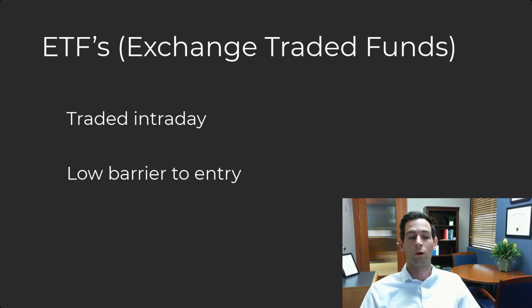ETFs also have a lower barrier to entry. Some ETFs may trade at $50 or $100 per share, just like a stock does. So you could buy one share of an ETF at that price, whereas a mutual fund, the minimum investment may be $1,000 or $5,000 just to get initially into the mutual fund for the first time.